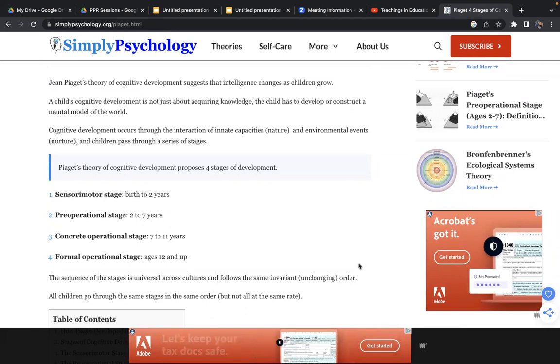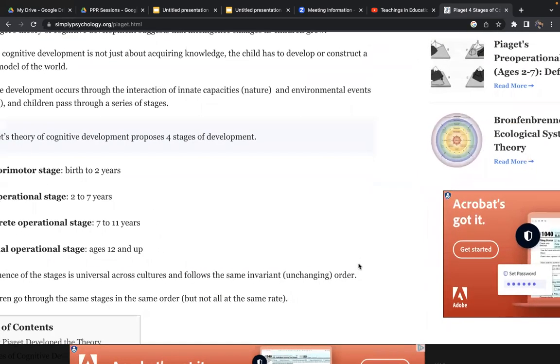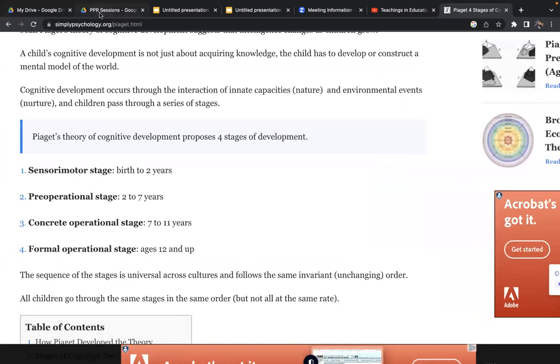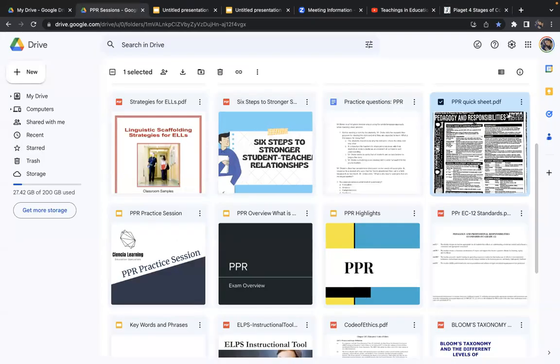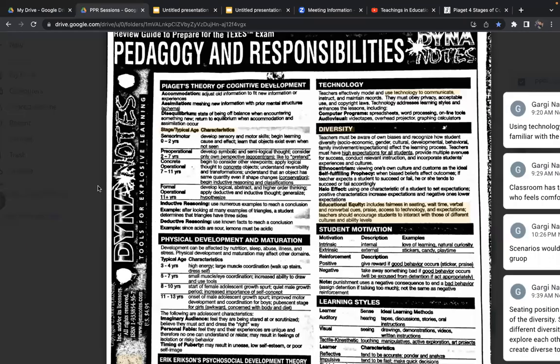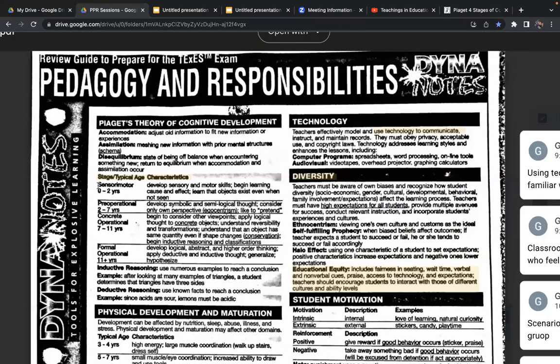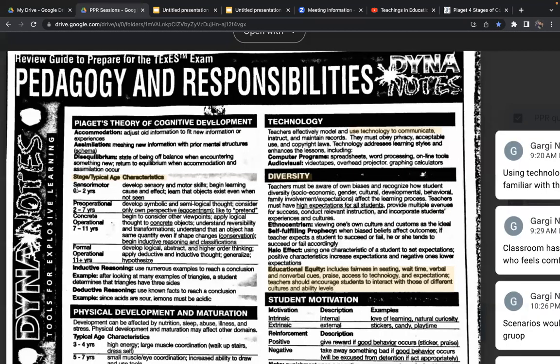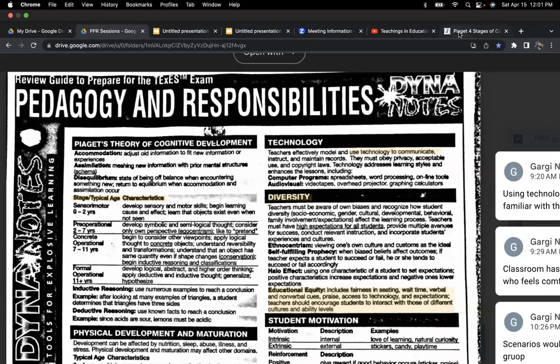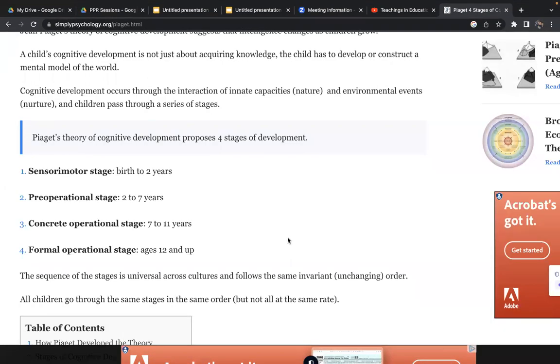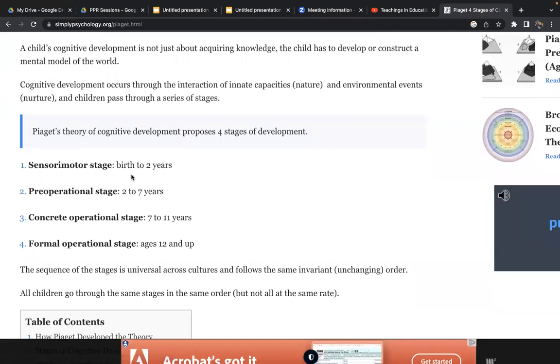And so he has these 4 different stages, and we know them, and they're on our cheat sheet, right? We were just taking a look at it right here. The sensory motor, pre-operational, concrete operational. And so let's take a look at what exactly those mean. So from birth to 2 years, you have your sensory motor.